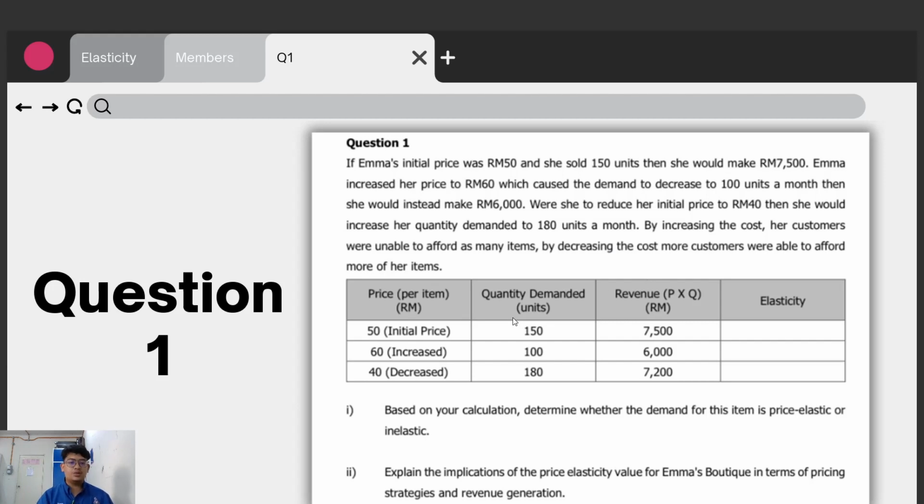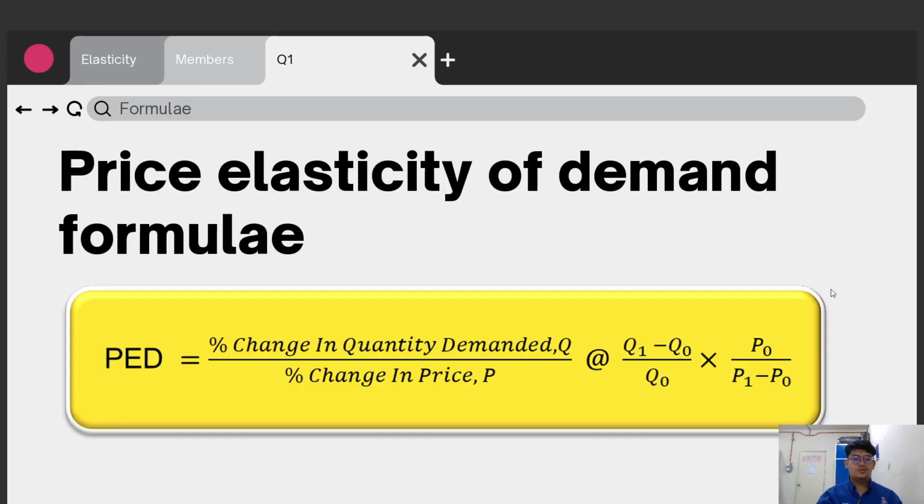In question 1, we have 2 questions. First, Roman I: based on your calculation, determine whether the demand for this item is price elastic or inelastic. The second, Roman II: explain the implication of the price elasticity value for Emma's boutique in terms of pricing strategy and revenue generation. Next, we move on to the price elasticity of demand formula.